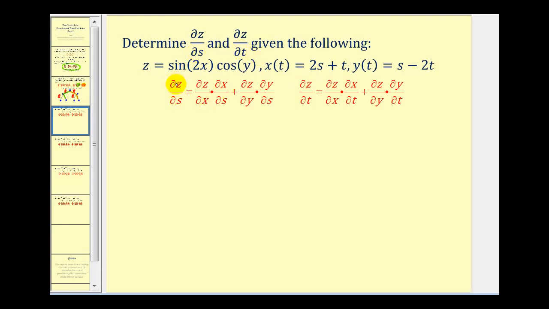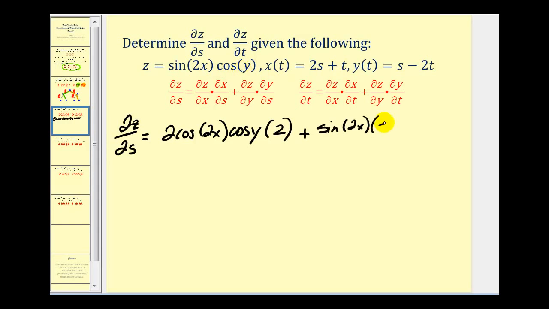Let's start by finding the partial of z with respect to s. So we're going to first find the partial of z with respect to x, treating y as a constant. So the derivative of sine 2x is going to be cosine 2x times 2. So we'll have 2 cosine 2x, and then times the constant cosine y, times the partial derivative of x with respect to s. Well, here's x, treating t as a constant, we would just have 2, plus the partial of z with respect to y. So sine 2x is now our constant. The derivative of cosine y is going to be negative sine y.